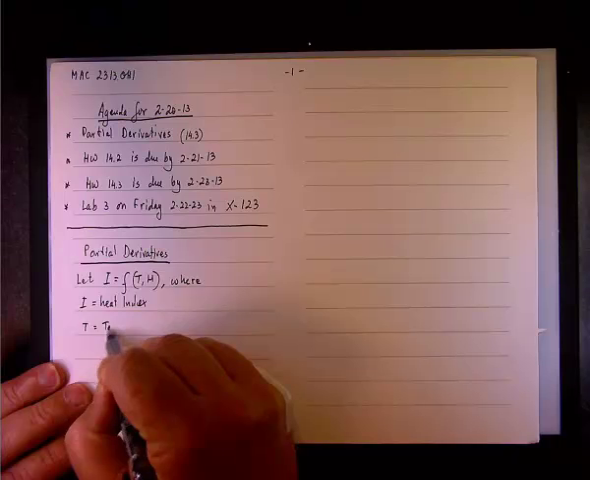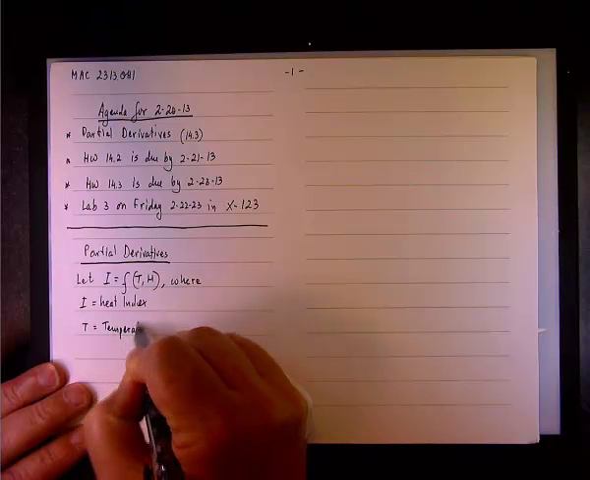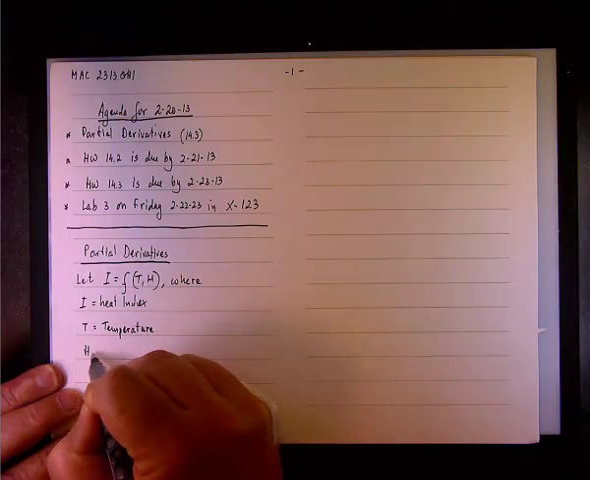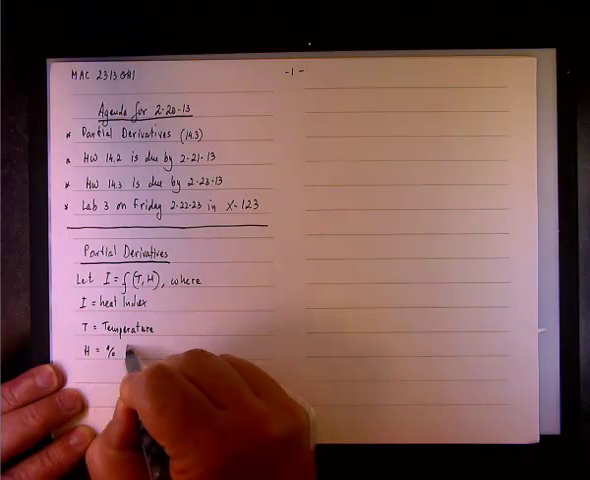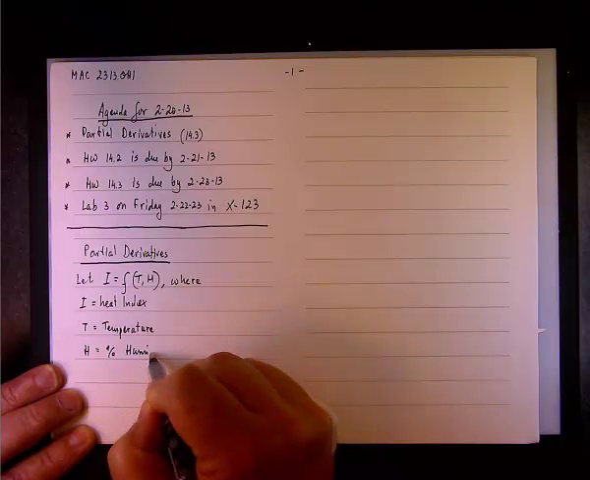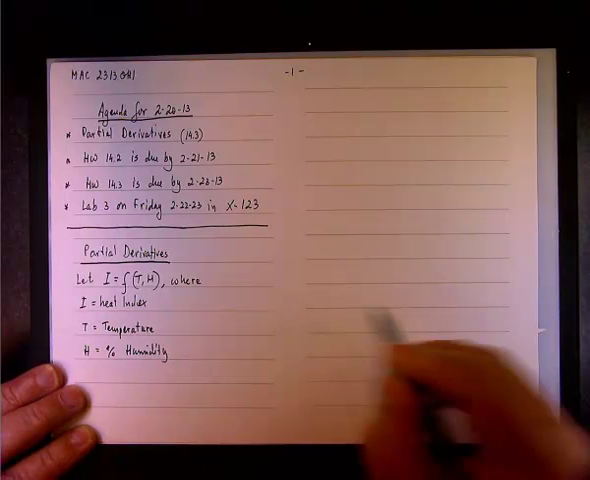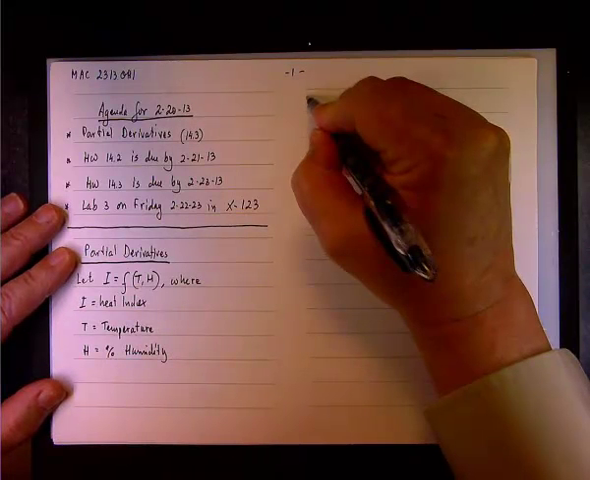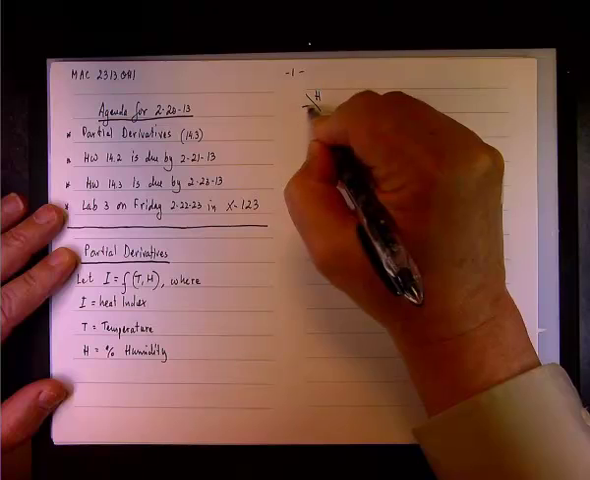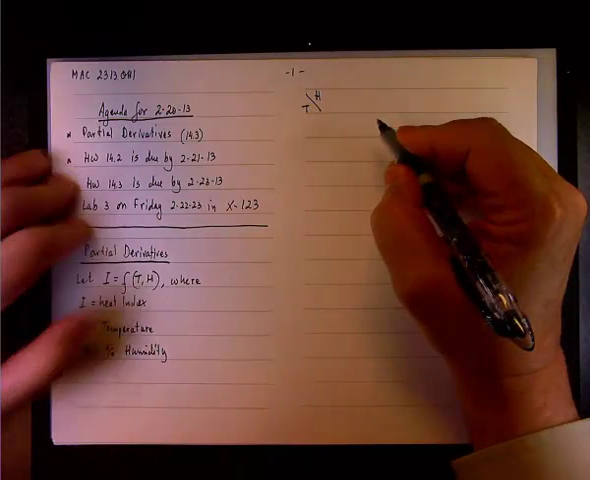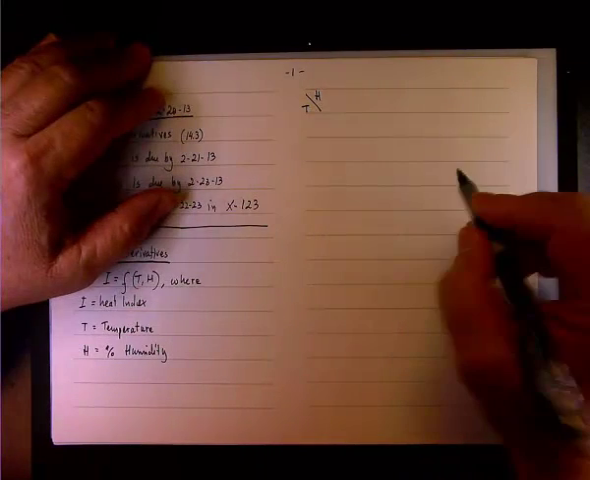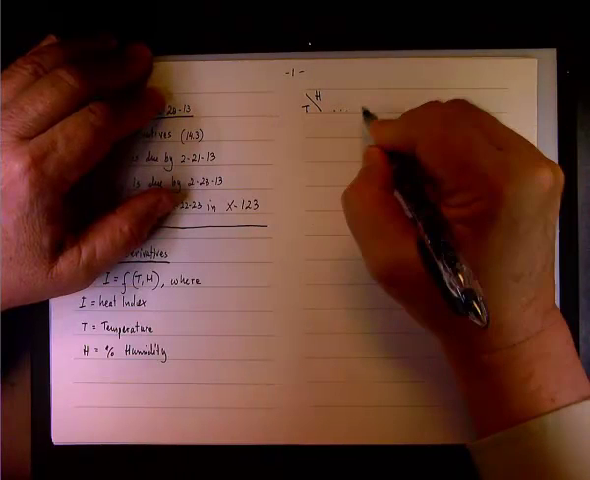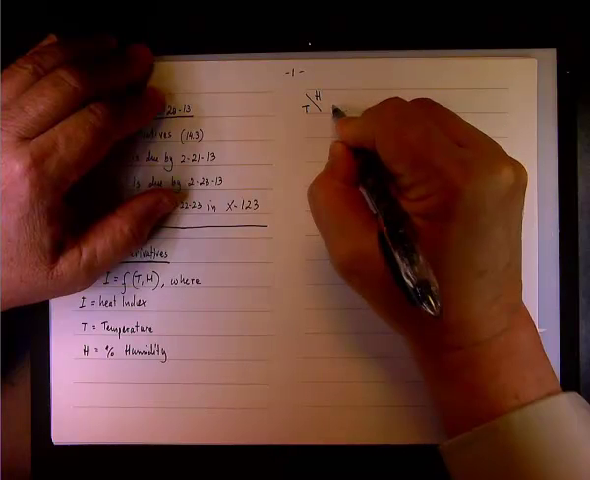T, of course, is the temperature measured in either Celsius or Fahrenheit, or Kelvin if you want. And H is humidity, percent of humidity. And here's some data from the National Weather Service. We'll have H and T. I'm going to give you a short version of this table.